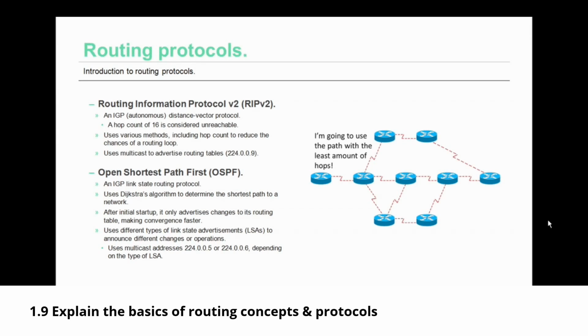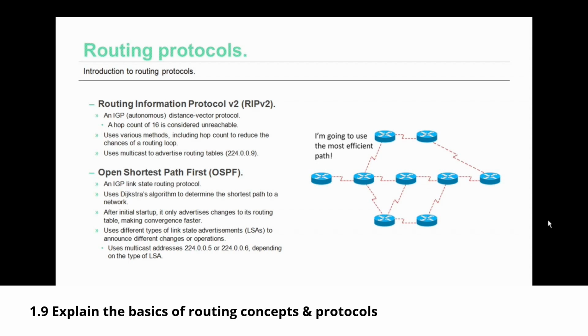First up is Routing Information Protocol version 2, RIP version 2. RIP is an IGP distance vector protocol. For a route to be placed in the routing table, it can be no more than 15 hops away. A hop count of 16 is considered unreachable. It uses various methods, including the hop count, to reduce the chances of a routing loop occurring. RIP version 2 uses multicast address 224.0.0.9 to advertise its routing table.